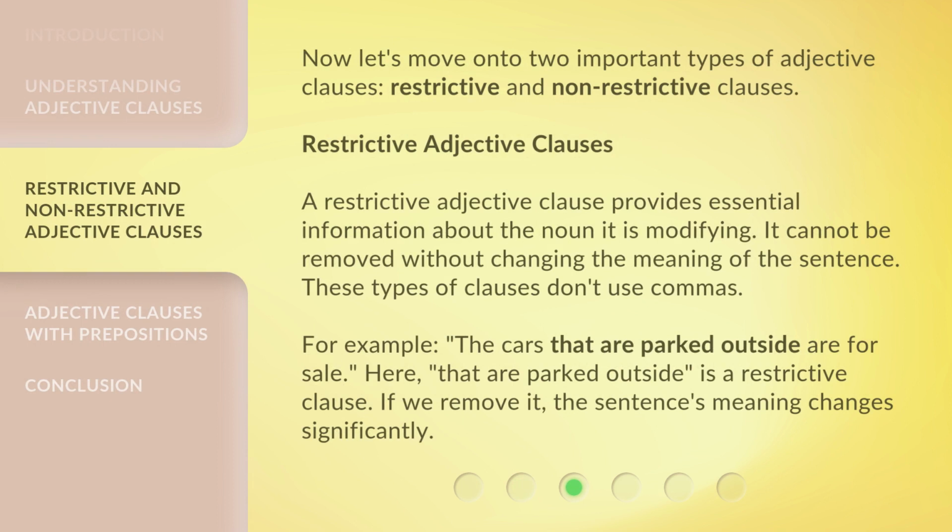Now let's move on to two important types of adjective clauses: restrictive and non-restrictive clauses. Restrictive adjective clauses. A restrictive adjective clause provides essential information about the noun it is modifying. It cannot be removed without changing the meaning of the sentence. These types of clauses don't use commas.